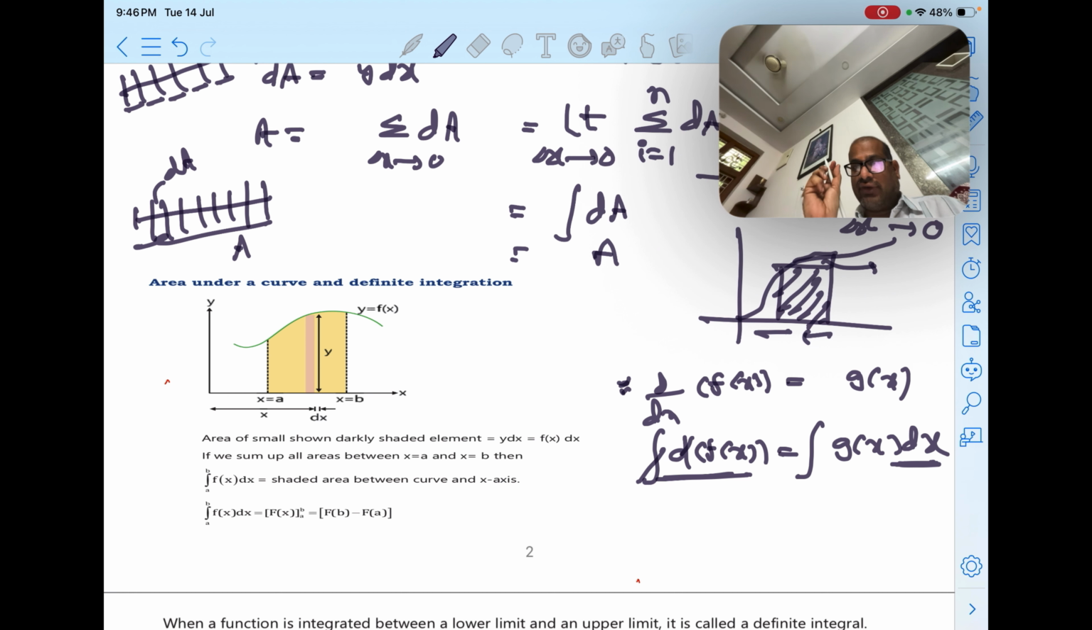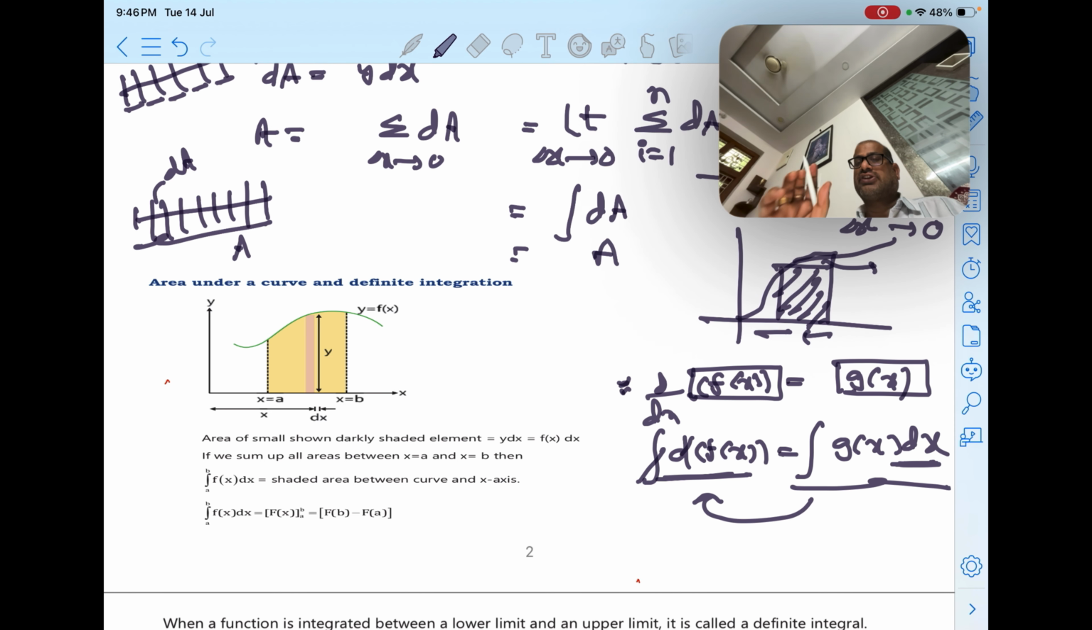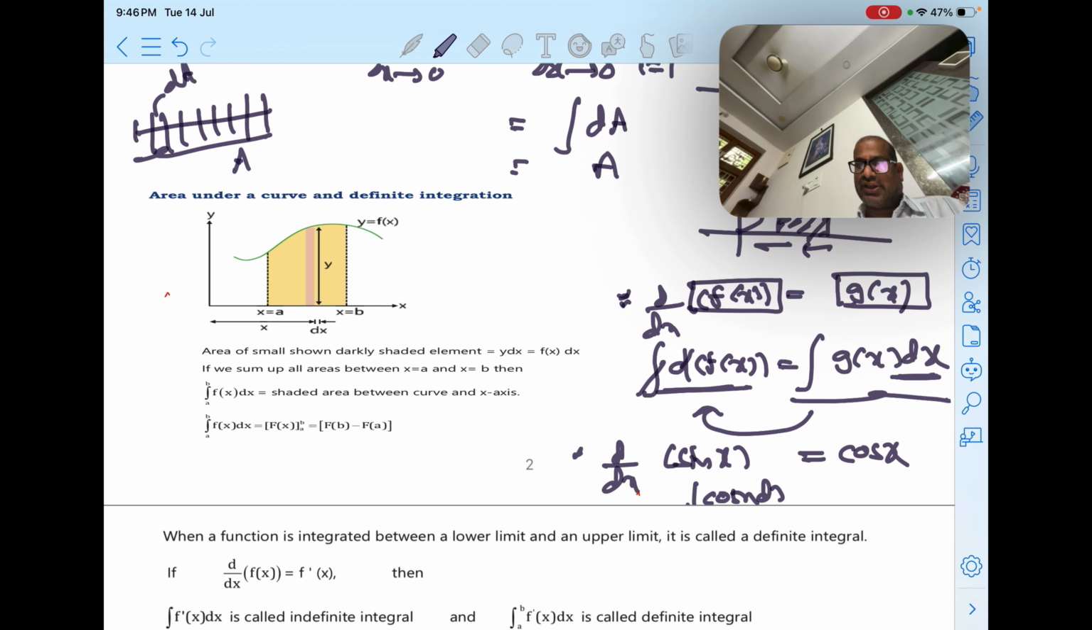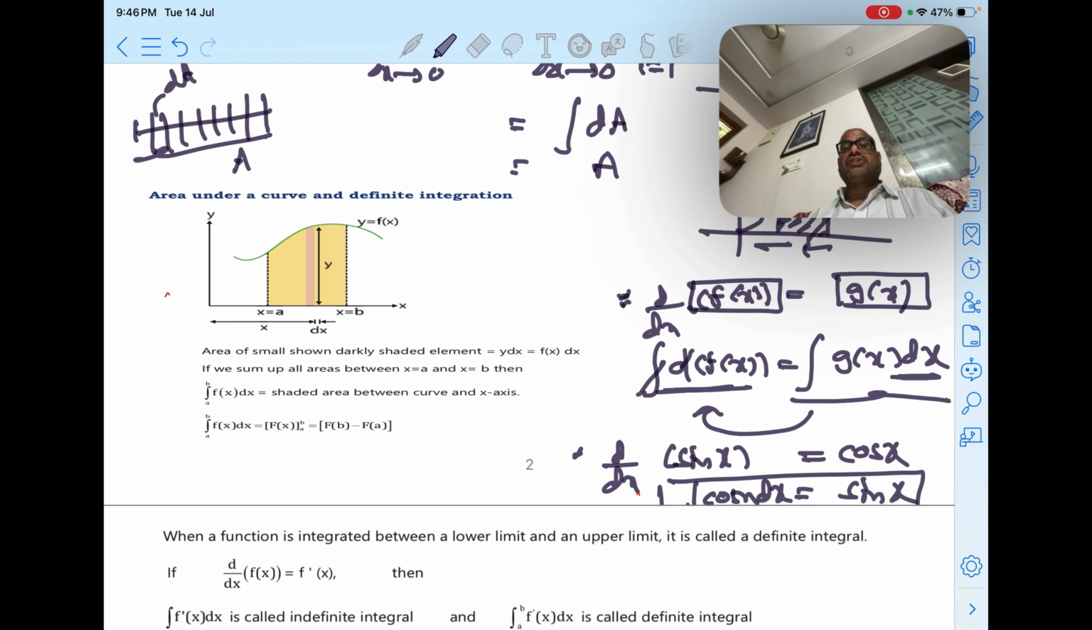So only f of x remains. Whenever you differentiate a function and get some function g of x, if you integrate that function, we'll get the same function back. So differentiation and integration are inverse; you can understand it like this. For example, if I differentiate sin x, I get cos x. So if I integrate cos x with respect to x, cos x dx, I am going to get what? Sin x.